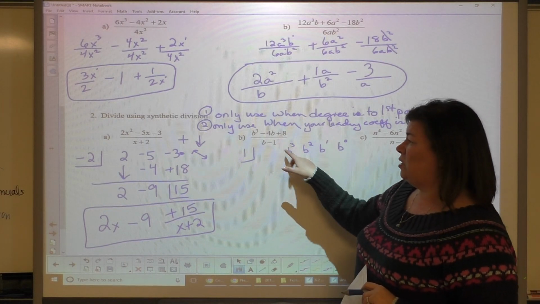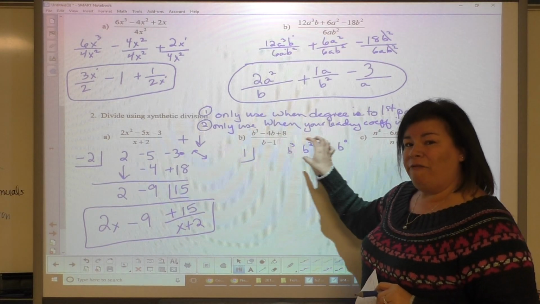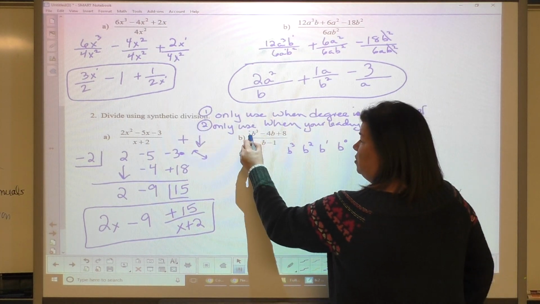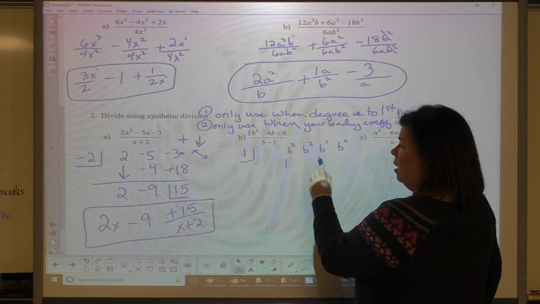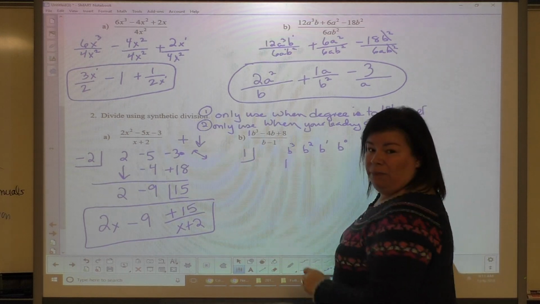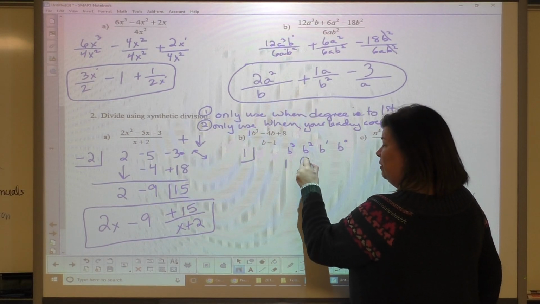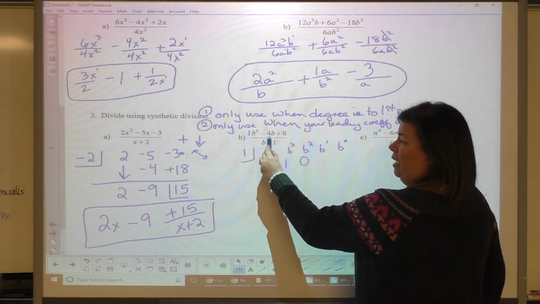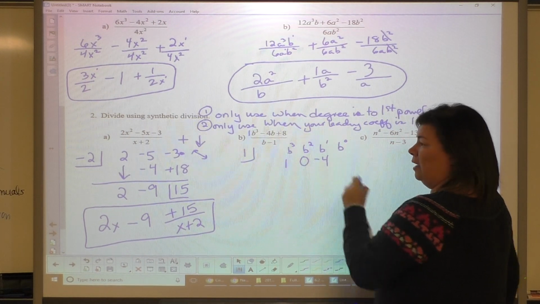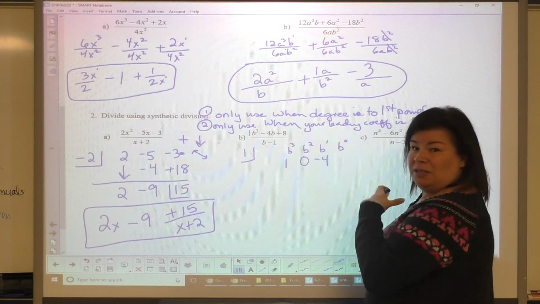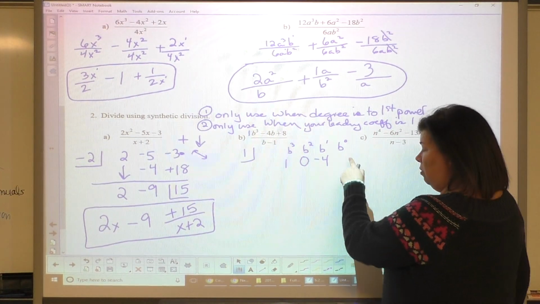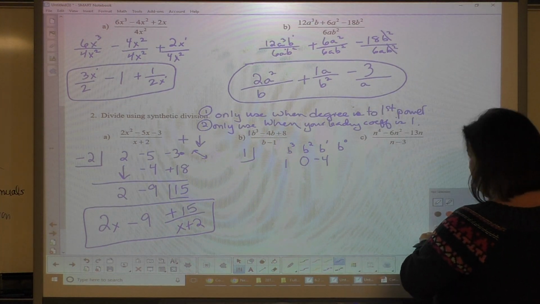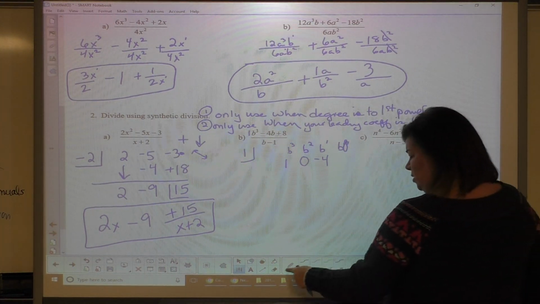Now our coefficients, we have to make sure we fill everything in. So sometimes we have to come up with a filler. This coefficient is 1, so we're going to put a 1 there. B squared, well, I don't have any b squareds, so I have to put a 0 there. I need that filler. B to the first, well, that means I have a negative 4. That's my exponent. And b to the 0 is just my constant.